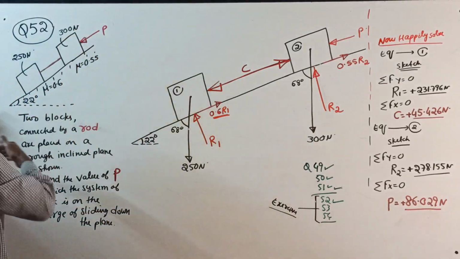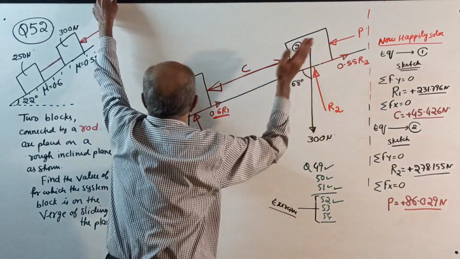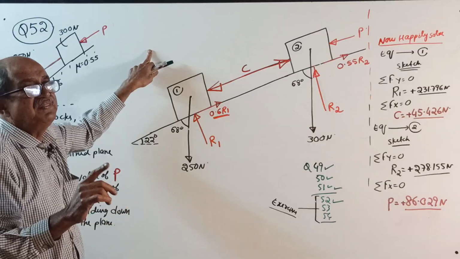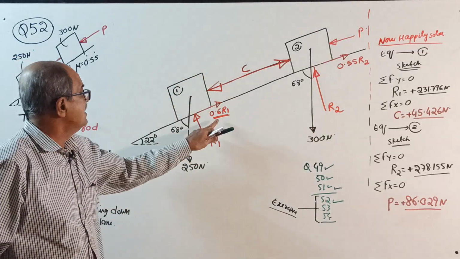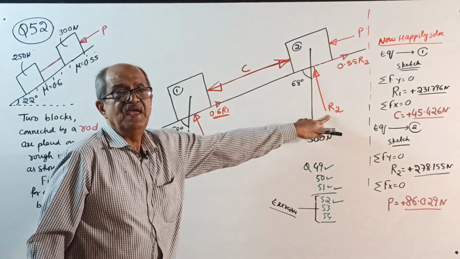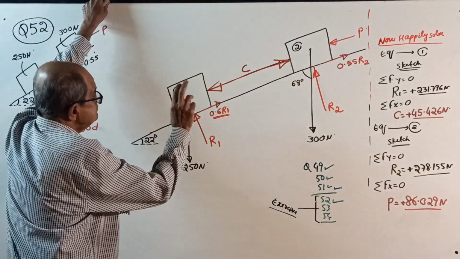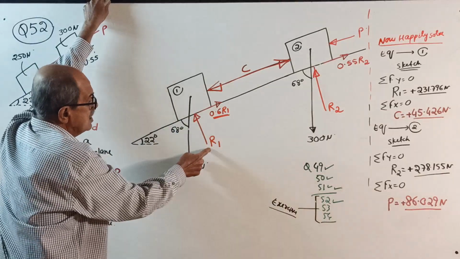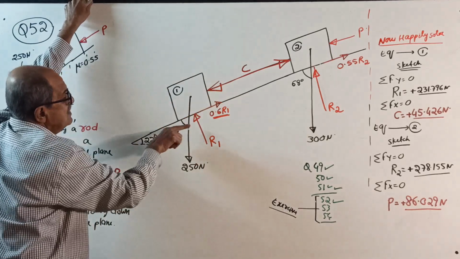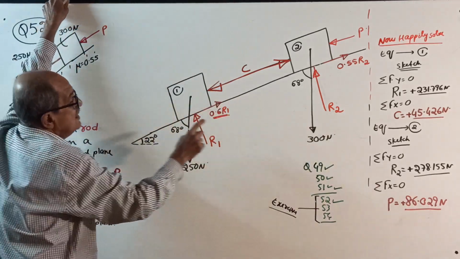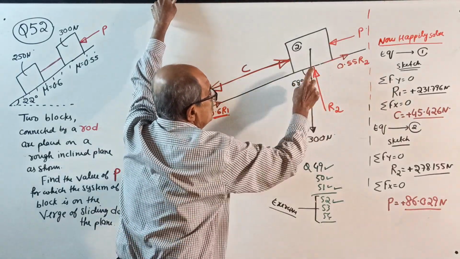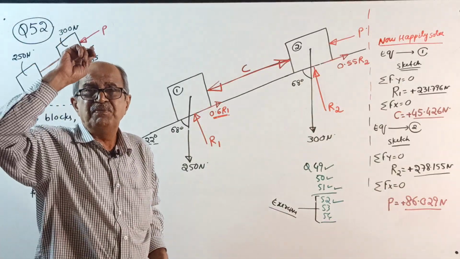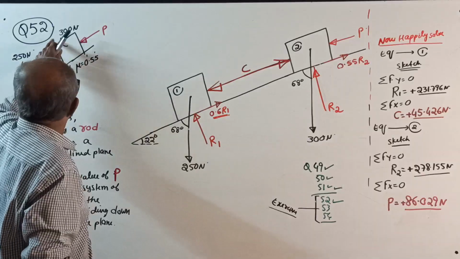System sliding down, so friction is up. You should write everything now. Let R1 be the normal reaction, and let R2 be the normal reaction here. Then limiting frictional force equals coefficient of friction mu into normal reaction. Since it slides down this way, it is 0.6 R1. Limiting friction here is 0.55 R2, where mu is 0.55. These are all from the beginning of friction. This is question number 52.